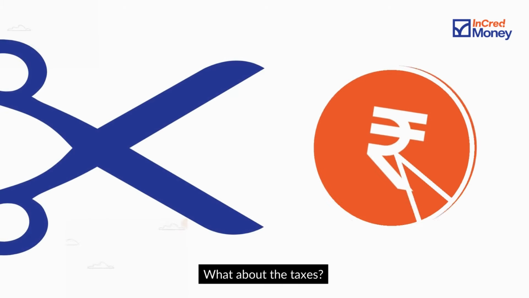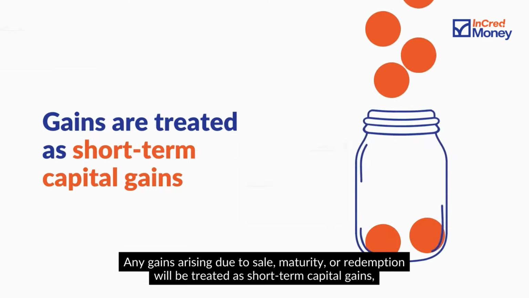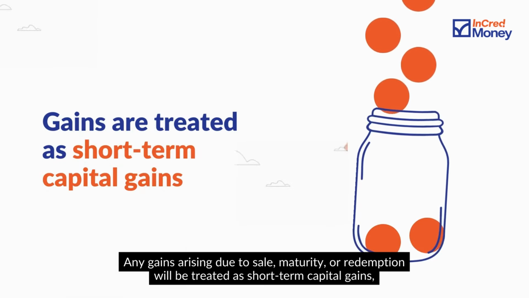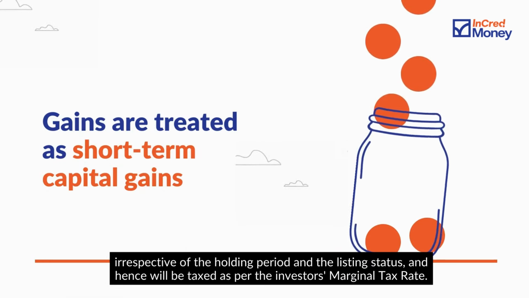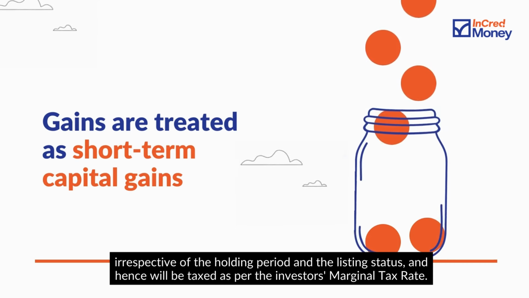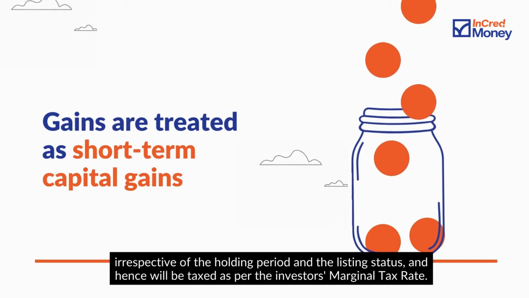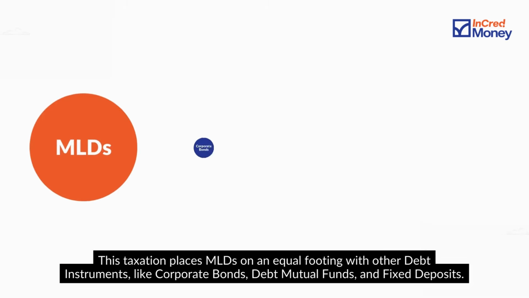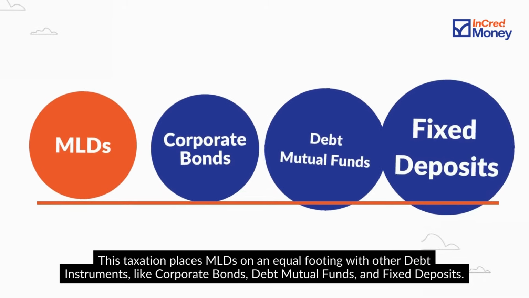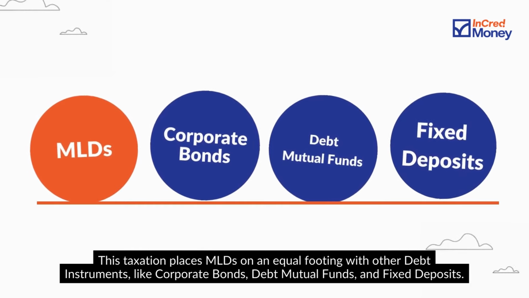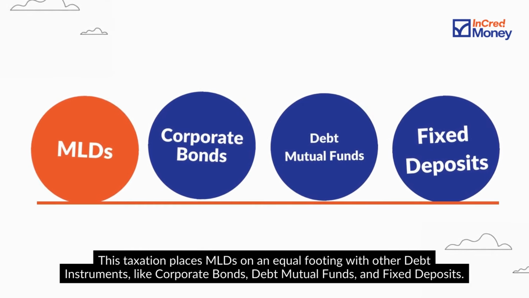What about the taxes? Any gains arising due to the sale, maturity or redemption will be treated as short-term capital gains irrespective of the holding period and the listing status, and hence will be taxed as per the investor's marginal tax rate. This taxation places MLDs on an equal footing with other debt instruments like corporate bonds, debt mutual funds and fixed deposits.